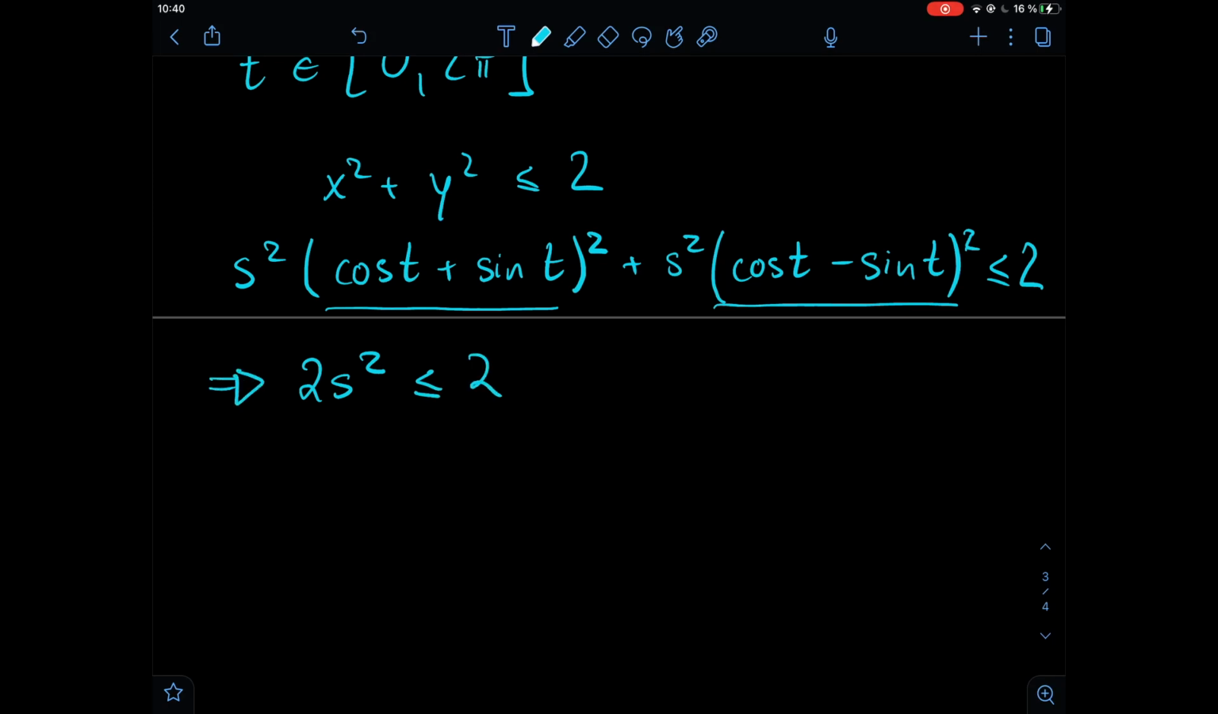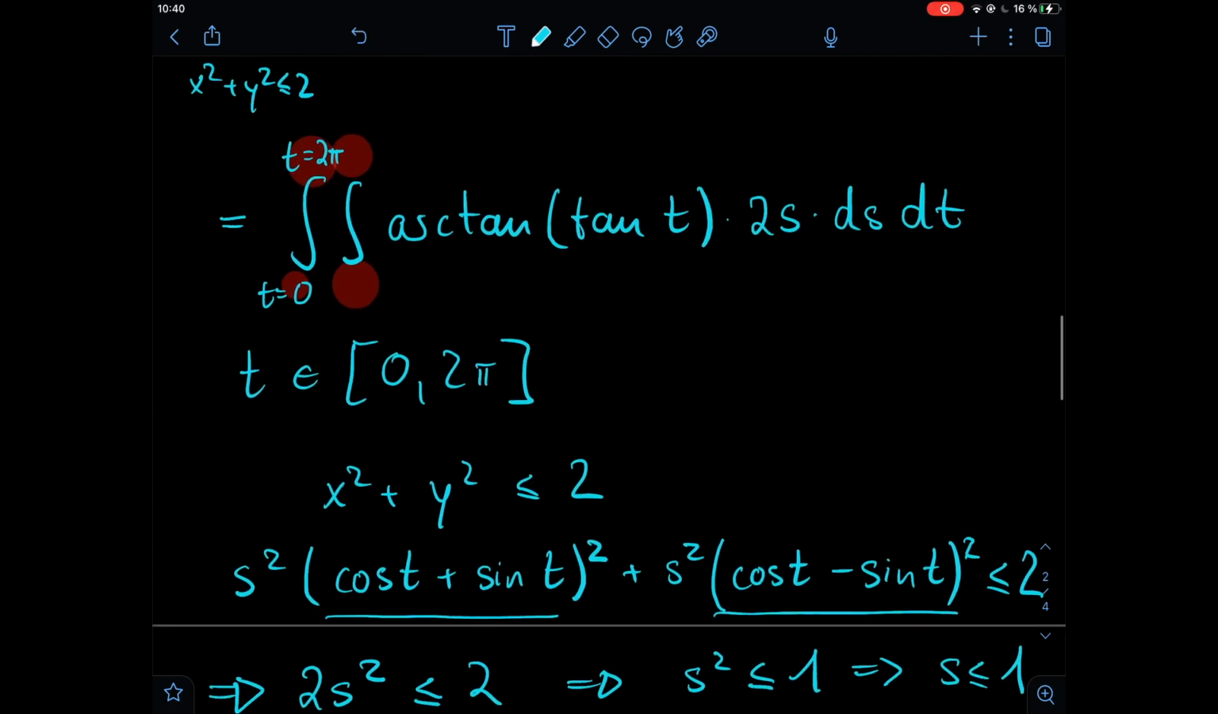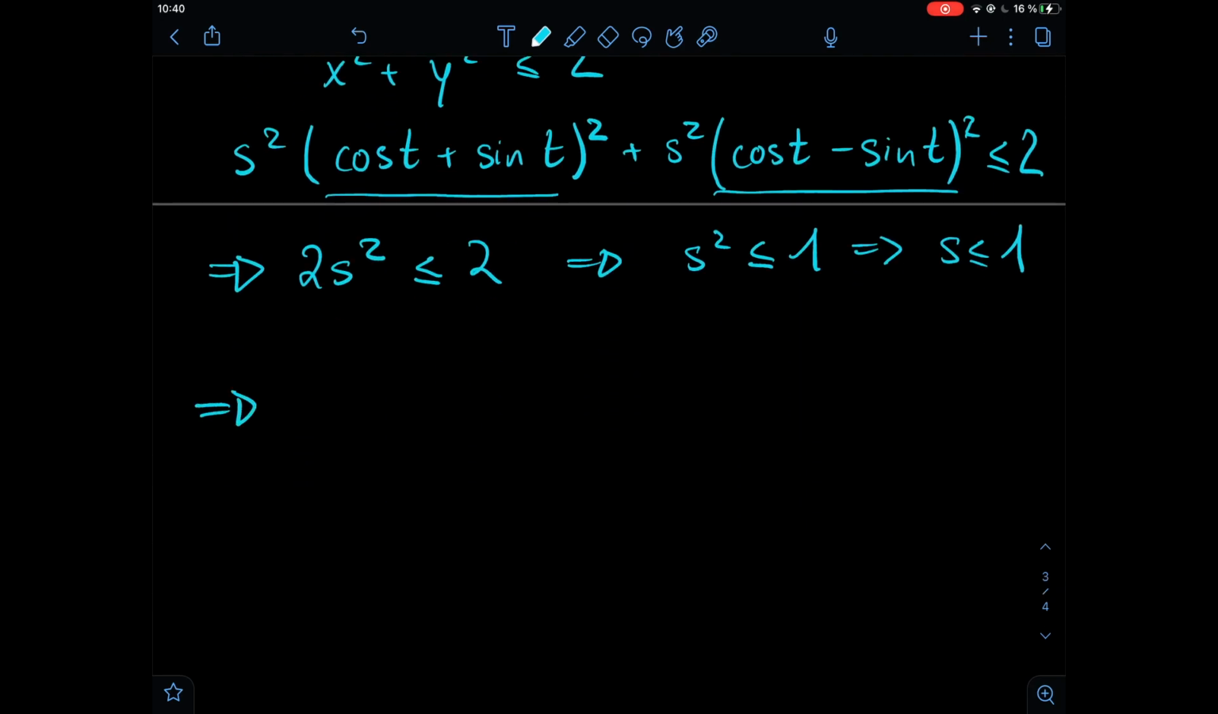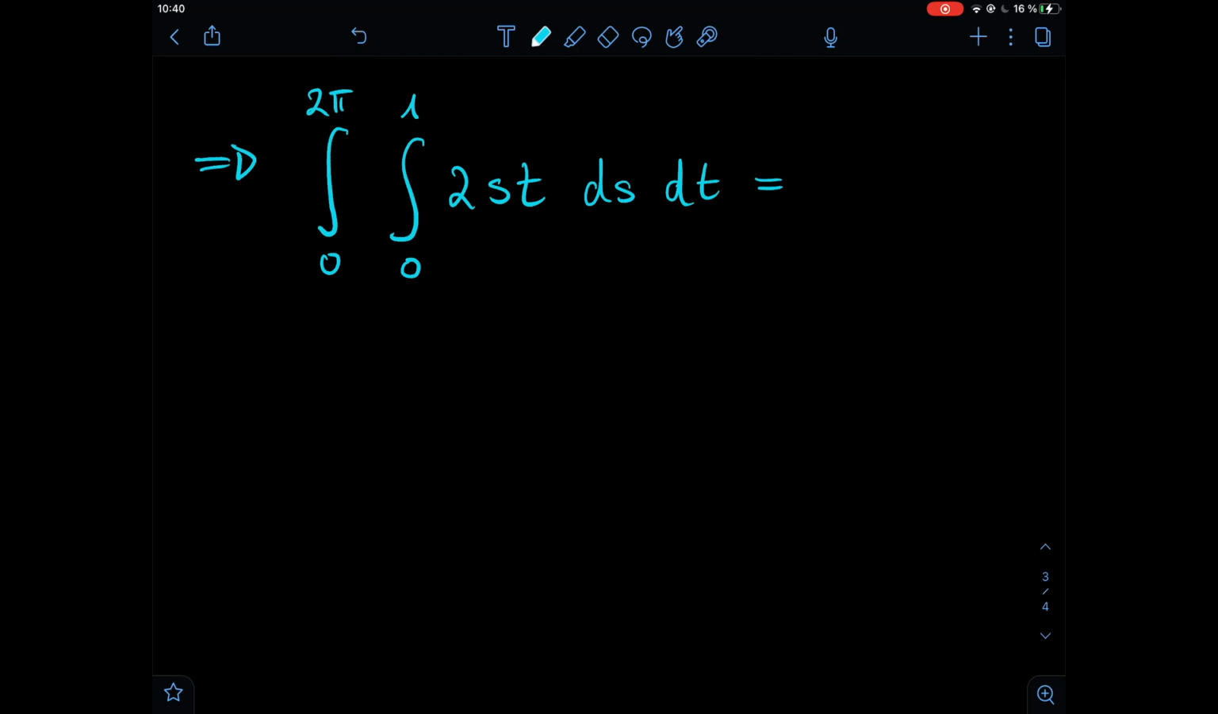Let's put that arrow here. And this, on the other hand, means that s squared is smaller or equal than 1. So this leads to s being smaller or equal than 1 as well. So the limits of our integral will be from 0 to 1. So our whole integral changed now to the integral from 0 to 2 pi, from 0 to 1 of 2 s t ds dt. Alright, we're almost finished. It's amazing. So let's keep on going.